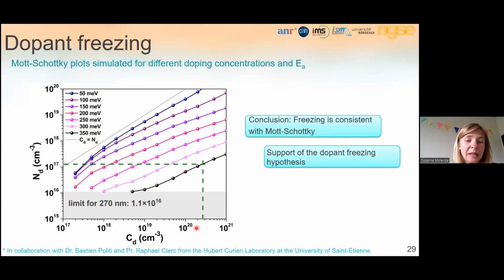By probing the density found in the XPS for the activation energy calculated from the Arrhenius plot, so 350, we can see that the level of the ionized dopant density is around 10 to the power of 17. So this shows that at room temperature, most probably the majority of the dopant is frozen out. There's a freeze-out phenomenon that occurs.